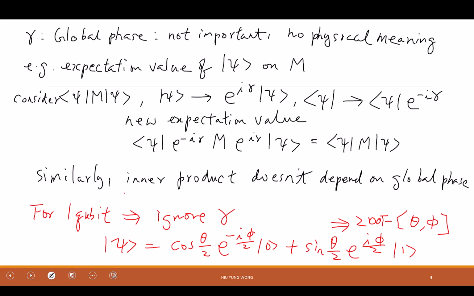Done. Okay, it was 4 degrees of freedom. Due to the normalization requirement it becomes 3. And then due to the dumbness of the global phase, it becomes 2. So I can describe any qubit by using theta and phi through this equation.